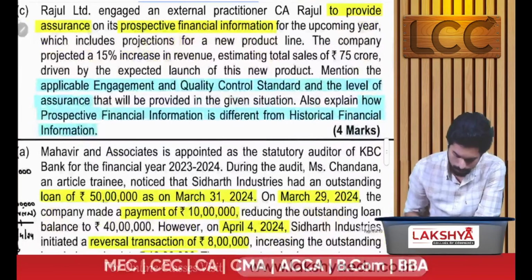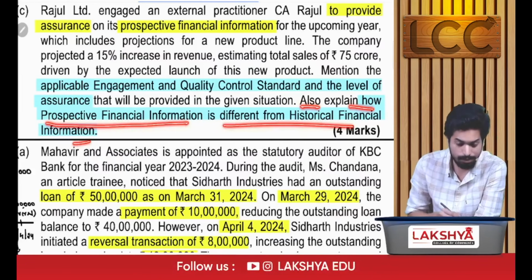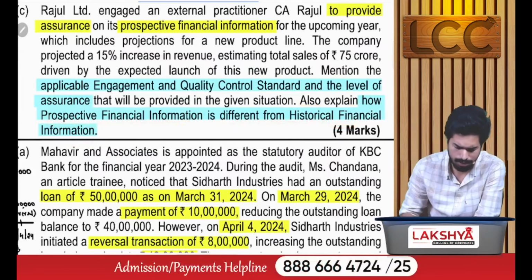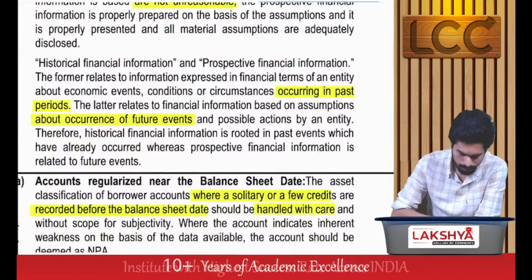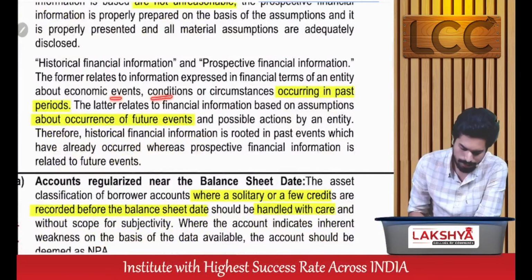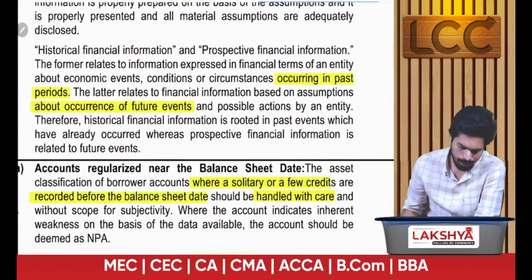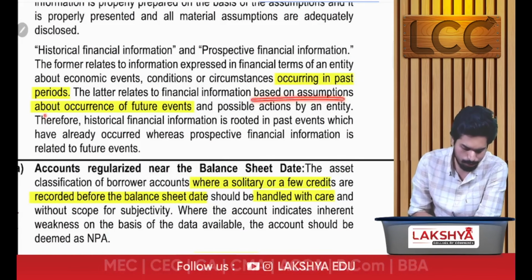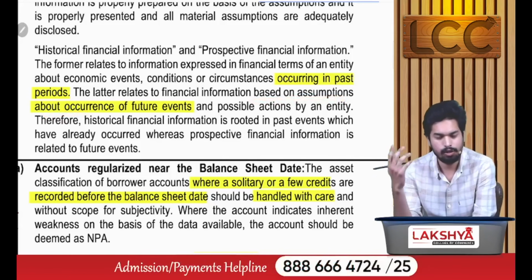There's one more point. Also explain how prospective financial information is different from the historical financial information. Very simple. Historical financial information includes events or conditions or circumstances occurring in the past periods, whereas prospective financial information is completely based on assumptions about the occurrence of future events. That is the difference between historical and prospective financial information.